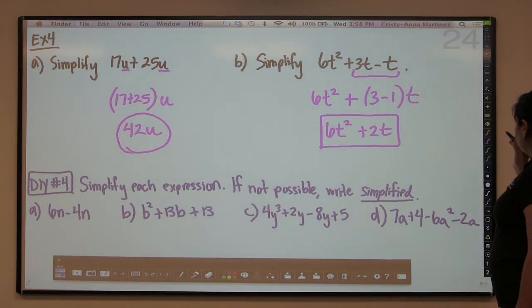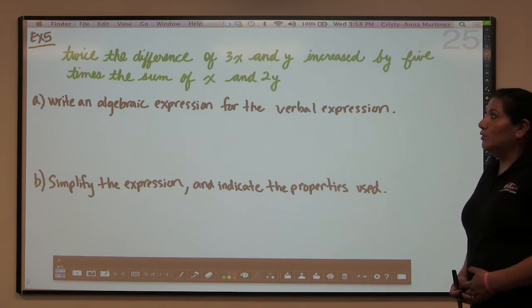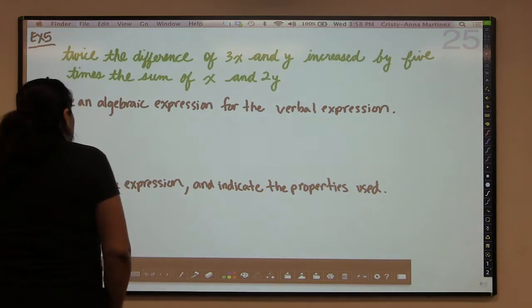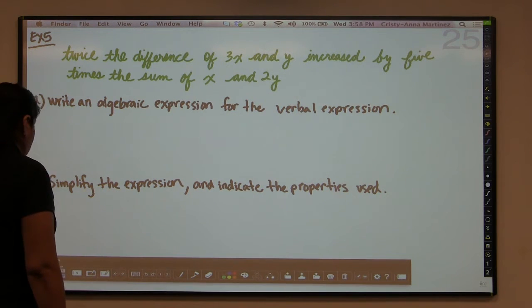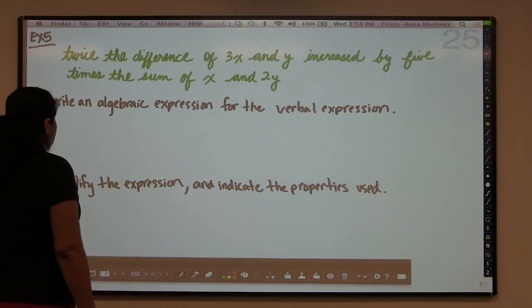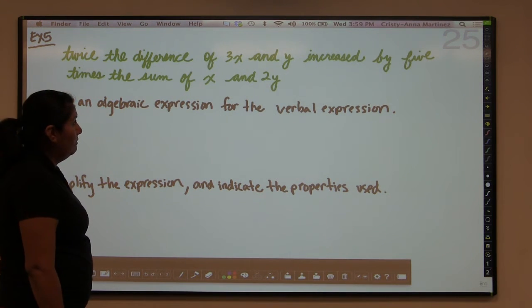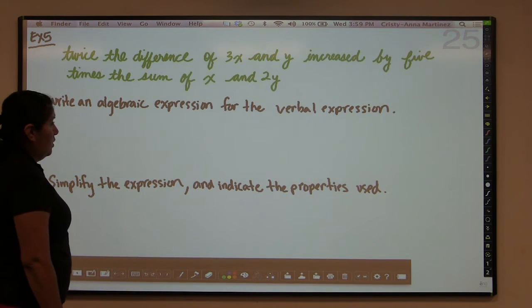All right, and then we have our last example, and in our last example, it gives us a phrase, a verbal expression, if you will, and then for part A, it wants us to write an algebraic expression that's going to replace the verbal expression, and then after I do that, they want me to simplify that and indicate the properties that I used along the way. So, twice the difference of 3x and y increased by 5 times the sum of x and 2y.